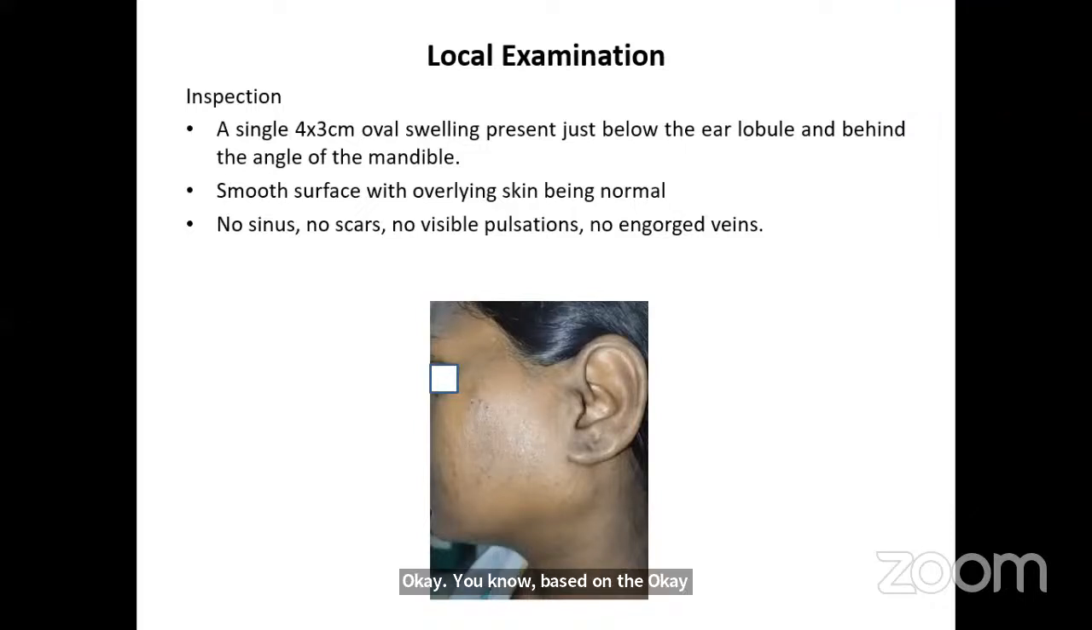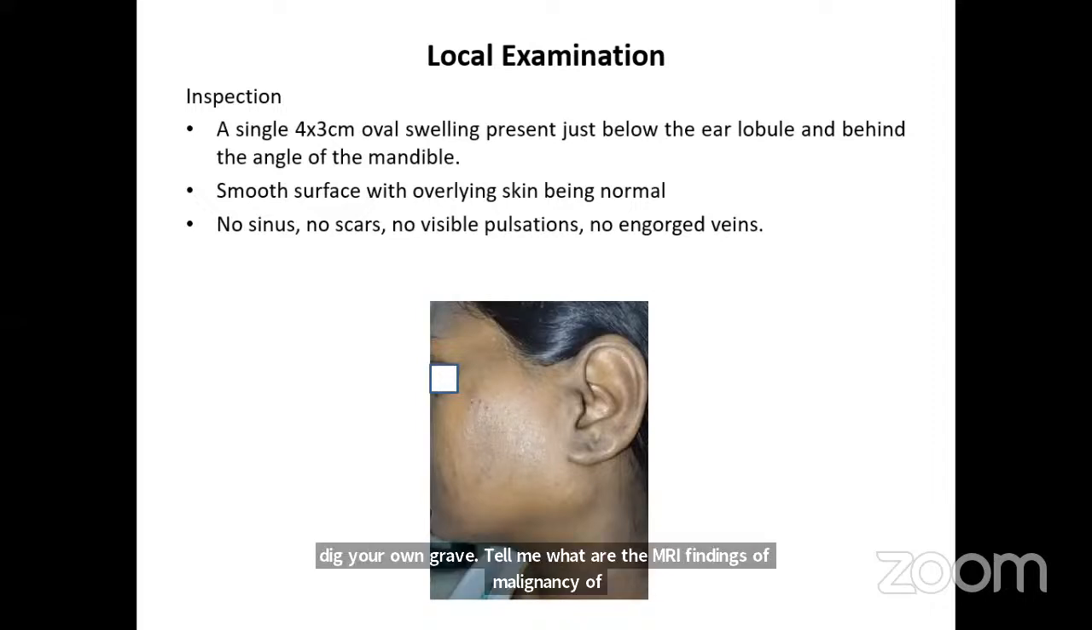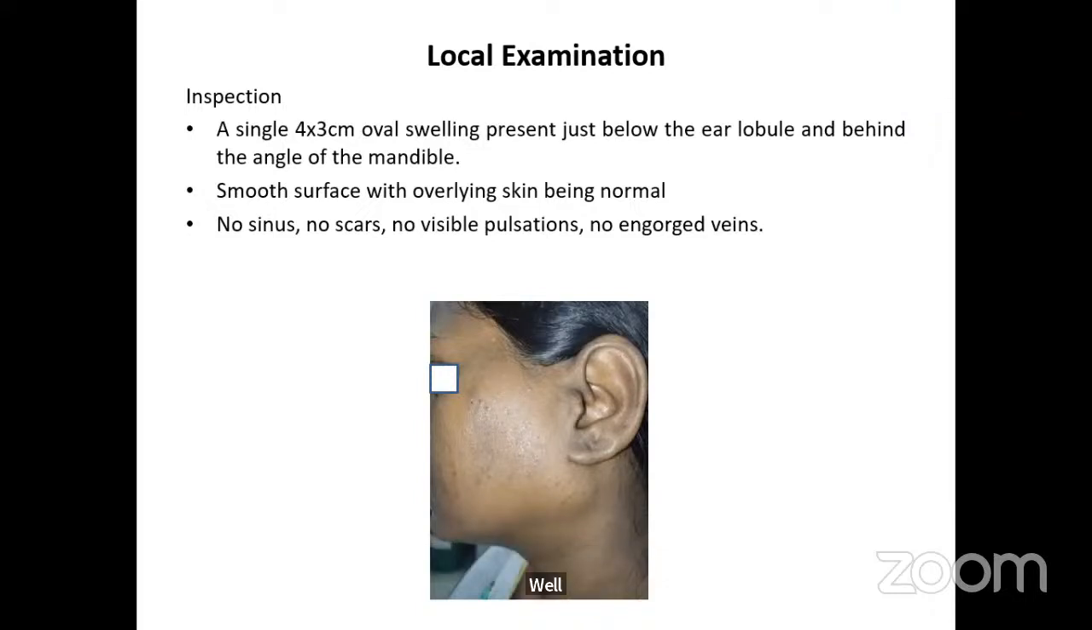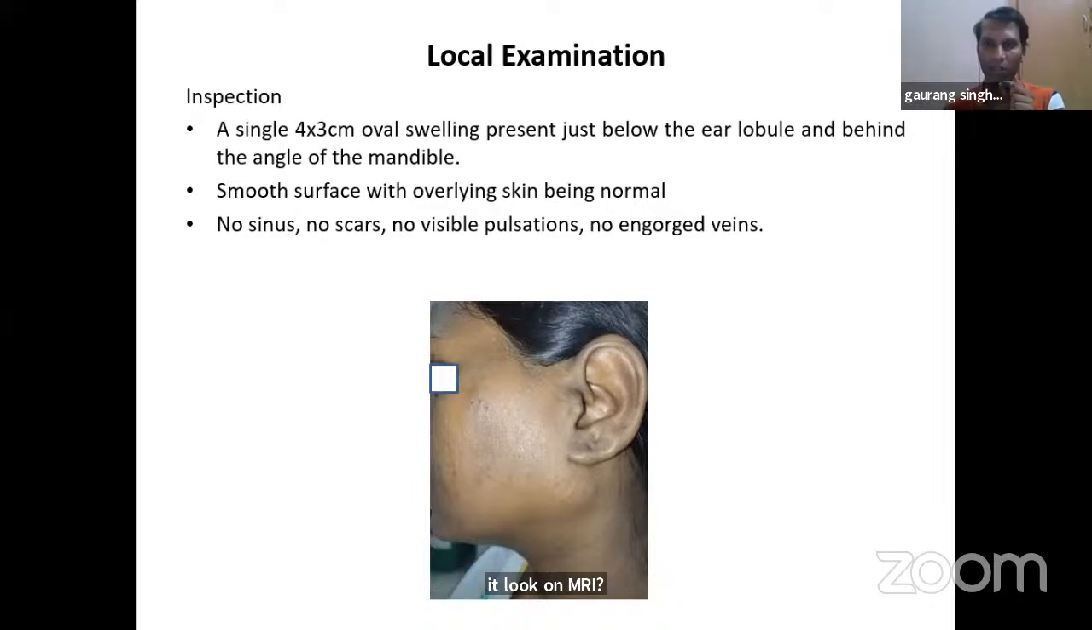Don't dig your own grave. Tell me, what are the MRI findings of malignancy of parotid? Which sequence would you use? What is the sequence for the facial nerve? Tell me the features. Let's say 3 common malignancies: mucoepidermoid, adenoid cystic, and salivary ductal carcinoma. All of them have a common theme on MRI. So how does it look on MRI? The surface would be not smooth, with irregular margins, and there may be surrounding invasion of the adjacent soft tissue structures, and there may be hyperintensity in T1 compared to T2.